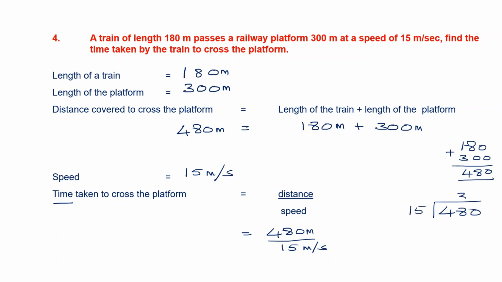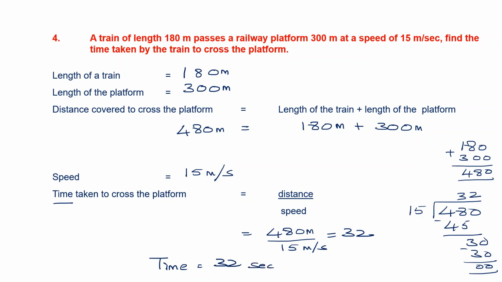15 threes are 45 minus 30. 15 twos are 30. So we have our answer here as 32. 480 divided by 15 is 32. So the time taken to cross the platform is 32 seconds. So this is our final answer. The time taken to cross the platform is 32 seconds.